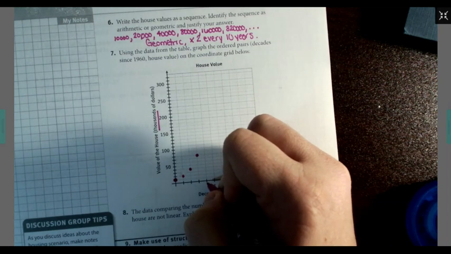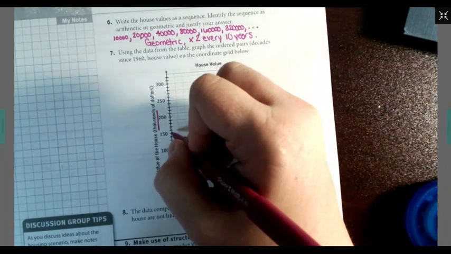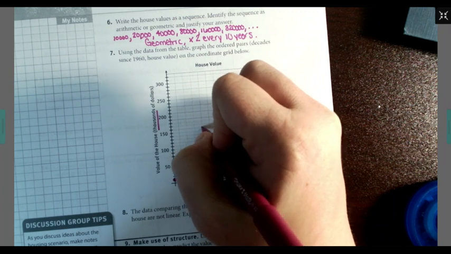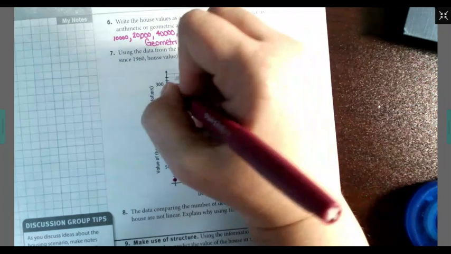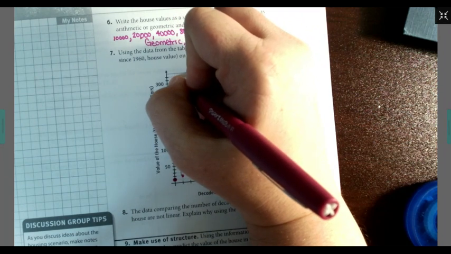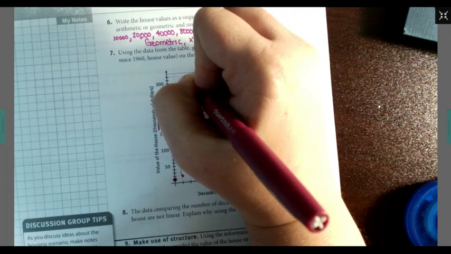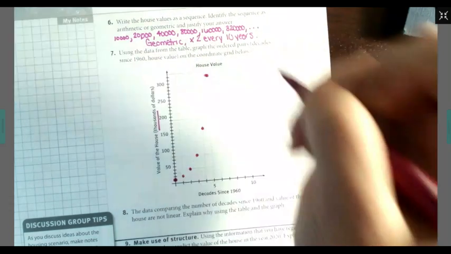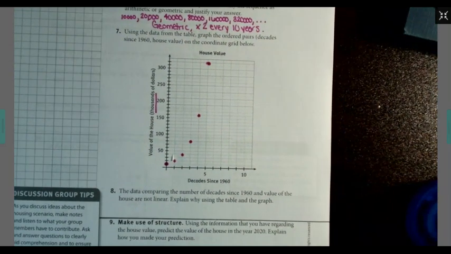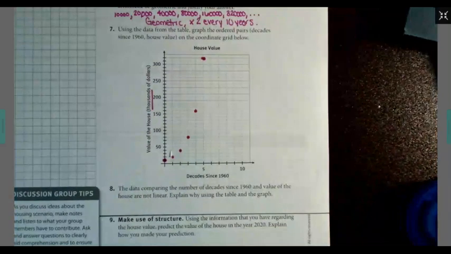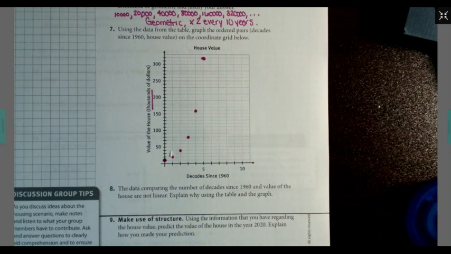And at 4 decades, we're at 160. 1, 2, 3, 4. And we're at 320 at 5 decades. 1, 2, 3, 4, 5 decades. Now notice I'm not connecting these with a line. These are discrete points.